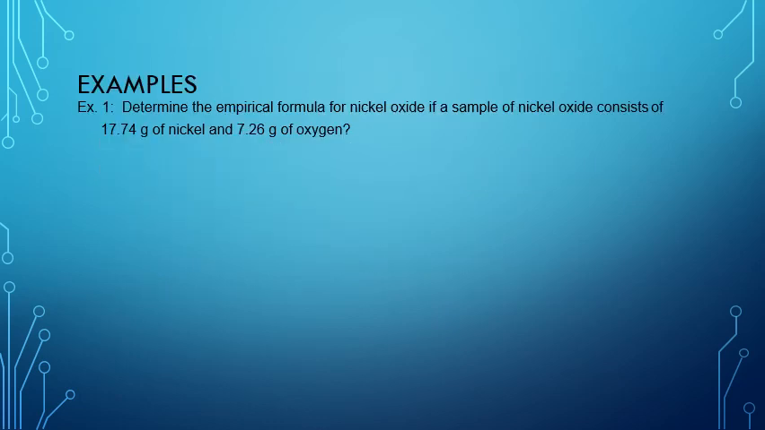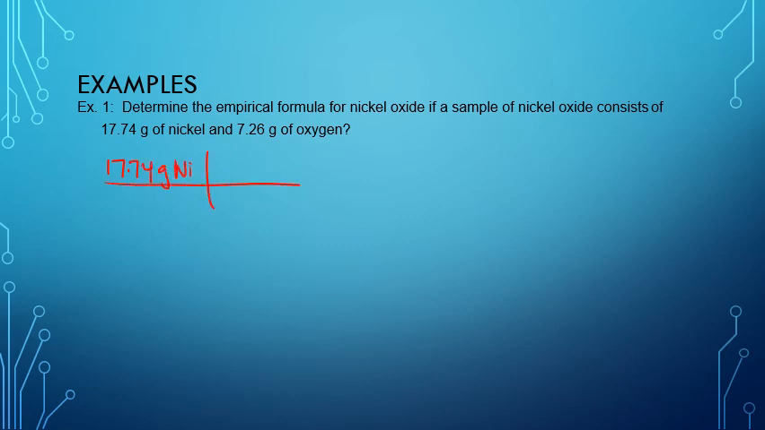So I now want to work my way through one of the example problems. I have 25 grams total of a compound of nickel oxide, and it's found to consist of 17.74 grams of nickel and 7.26 grams of oxygen. So again, my first step was to convert the grams into moles. So I'm going to start with 17.74 for my grams of nickel.